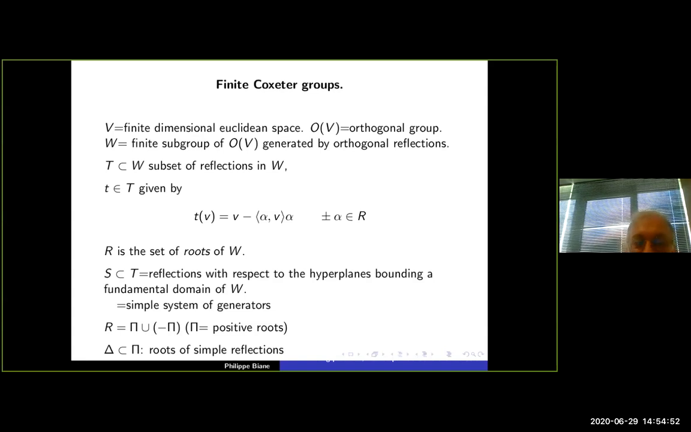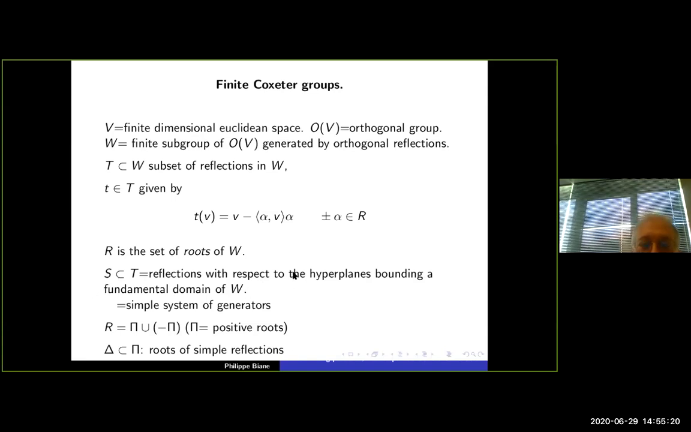Inside T, there is a subset of reflections which plays a very special role. In order to define it, I need to find a fundamental domain for the action of W. W is a finite group of orthogonal reflections. It turns out that I can find a cone which is bounded by a finite number of hyperplanes, and such that this cone is a fundamental domain for the action of W.